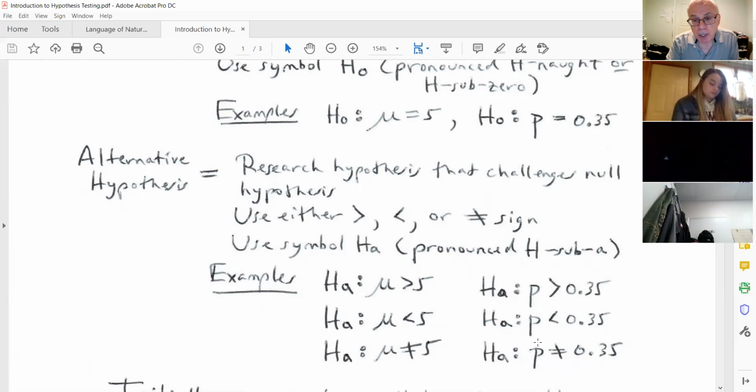Well, the problem itself will tell you. In most cases, it'll say the research hypothesis is going to be something bigger or something smaller. Now, typically, if there's no mention of whether the alternative hypothesis is going to be bigger or smaller than the null hypothesis, then most likely it's going to be not equal to. Which makes sense. If the researcher is not specifying whether the alternative value is bigger or smaller than the null value, then it's got to be something that's not equal to it. It could be either smaller or bigger.